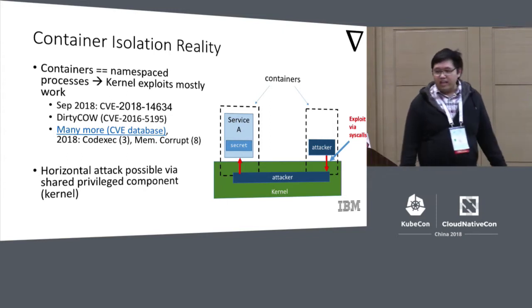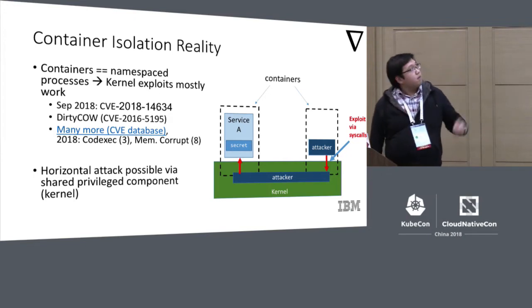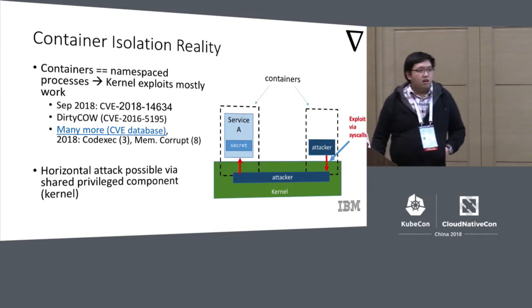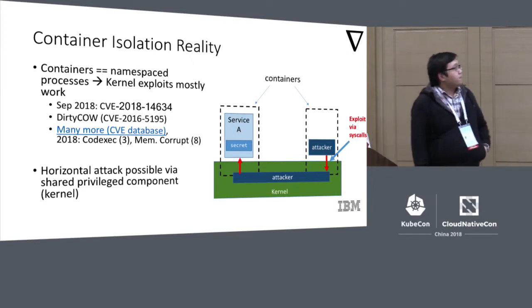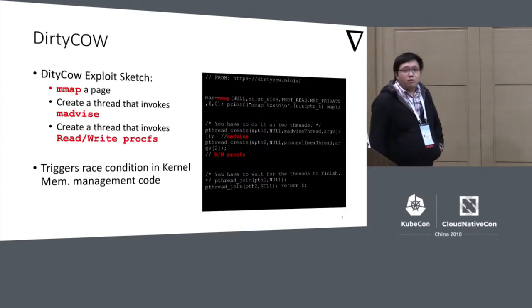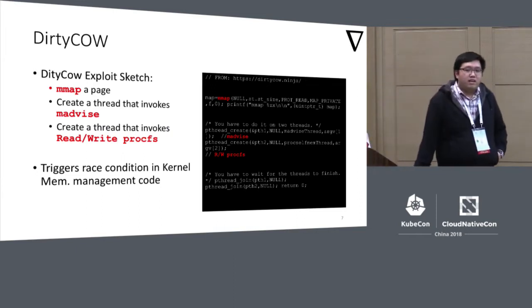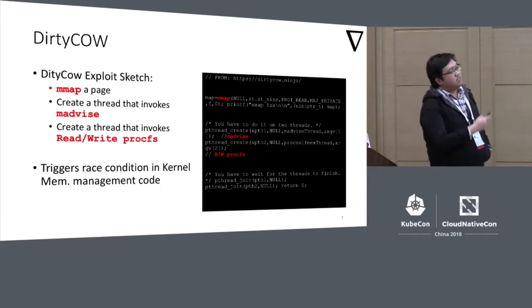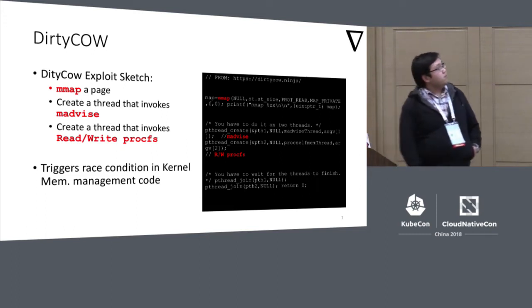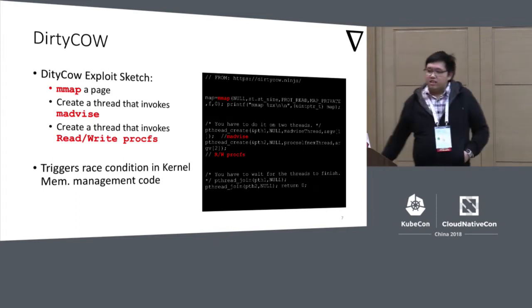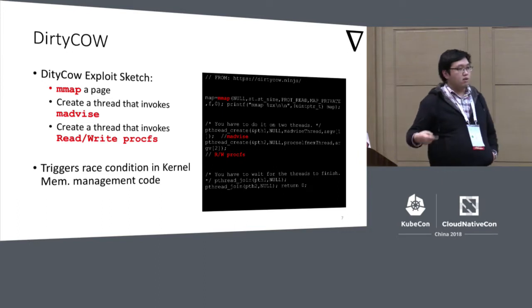Recent CVEs in 2018, the most recent ones from September, I think. Two years ago, Dirty Cow was a huge one. Very popular, but if you go and look at the CVE database, there are enough of these exploits that come up that we should be worried about. So let's take a quick look at what we're up against. Let's take a look at Dirty Cow. Here's the exploit sketch. It does an mmap of a page. It creates a thread that does a bunch of madvise syscalls. It then does a bunch of reads and writes to the proc file system. What it's trying to do here is create a race condition and trigger a vulnerability.